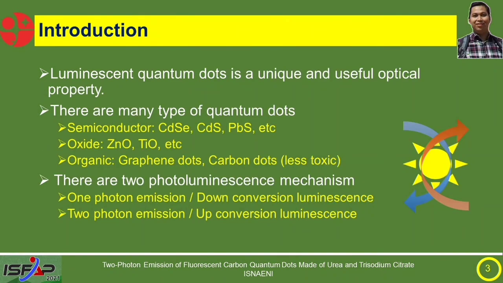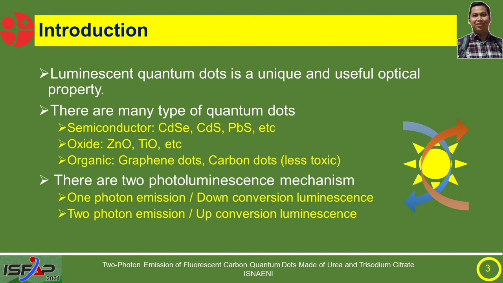Many materials have fluorescent properties, especially nanoparticles such as nanodiamonds, metallic nanoparticle, nonlinear crystal, and quantum dots. Luminescent quantum dot has been studied by many researchers for decades. There are several types of quantum dots, such as semiconductor quantum dot, oxide quantum dot, and organic quantum dot, including graphene quantum dot and carbon quantum dot. We will focus on this work on carbon quantum dot.